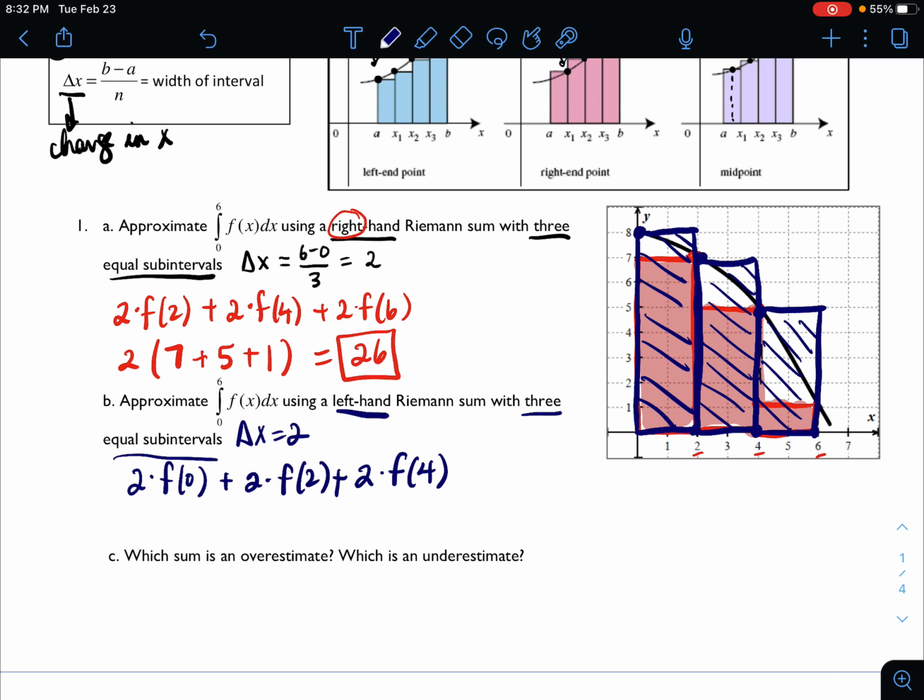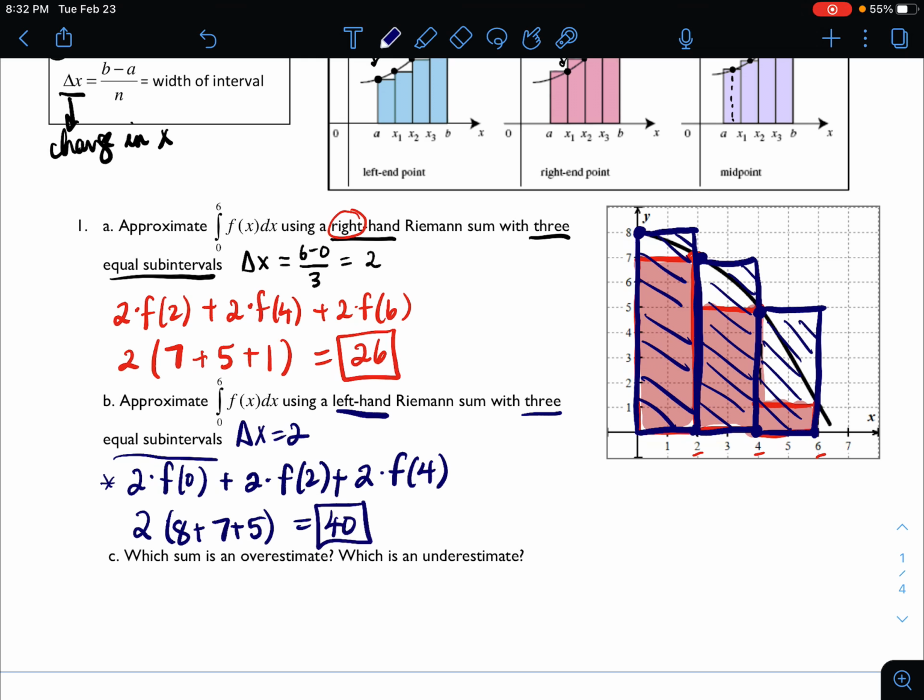So again, notice in this case, we do not use the f of 6 when we're calculating this. Because we have the graph here, you wouldn't necessarily have to write out that first step, but it's going to be helpful when we have functions if you write it out that way. So we have 2 times 8 plus 7 plus 5, which gives us 40.